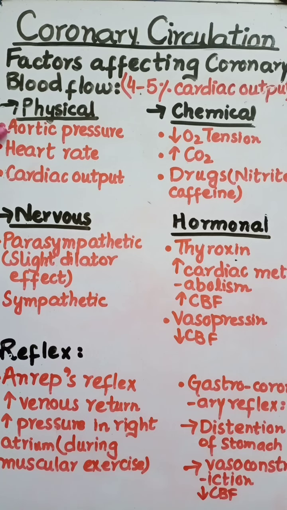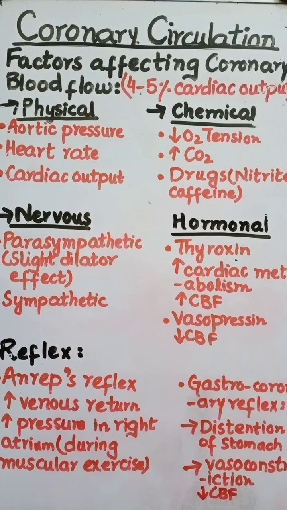coronary vessels. Increased heart rate decreases coronary blood flow. Why? Because it will decrease the diastolic period, and the diastolic period is basically the filling period. When the diastolic period decreases, coronary filling will decrease, and as a result this will cause a decrease in coronary blood flow. Number 3 is cardiac output. Coronary blood flow is directly proportional to cardiac output. Increase in cardiac output increases coronary blood flow.